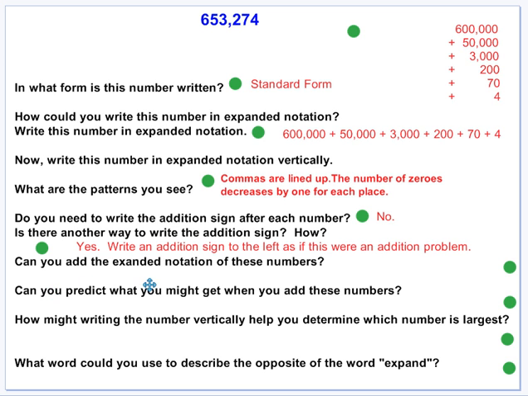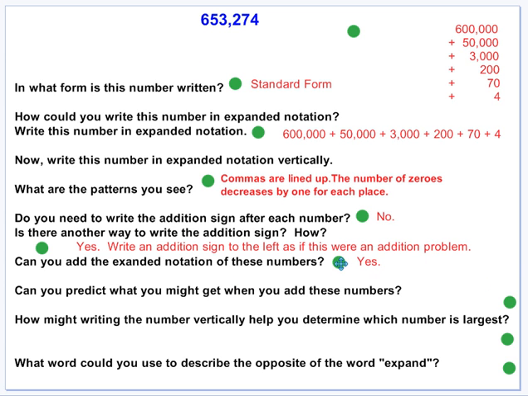Can you add the expanded notation of these numbers? Yes, we sure can. They call it collapsing the number because this top place value goes down to this one, and notice how the 5 is just gonna move right on up into where that 0 is, and then the 3. So it's kind of being pushed down, and all the numbers will just fit together to get back to our original standard form of our number. That's why we call it collapsing.